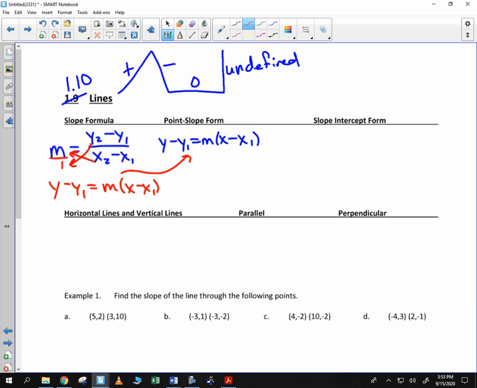This has the slope m, and the point that it passes through is x1, y1. We generally take that and we put it into slope-intercept form, y equals mx plus b, where b is the y-intercept, where it crosses the y-axis, and m is the slope.